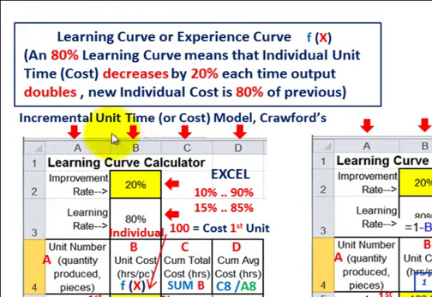So when we're talking about learning curves, this is the case where you start out with a new product that you're going to be manufacturing, and you're going to have a certain cost on that product. You don't have a lot of experience building the product, so you're going to have a certain cost that you start out with. But as you gain experience and you build more and more of the product, then your costs are going to go down. And this is where we're going to be using the learning curve calculator to calculate that cost function.